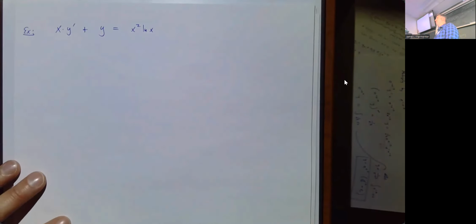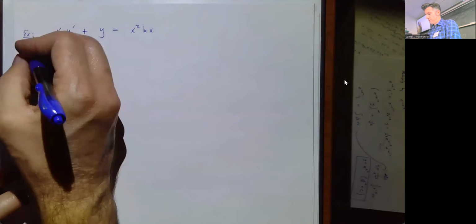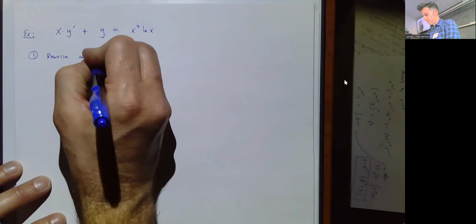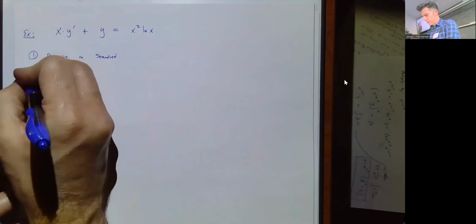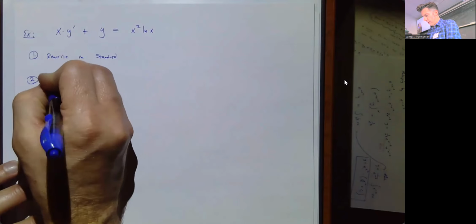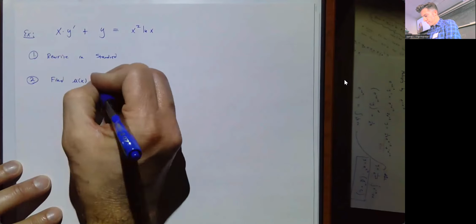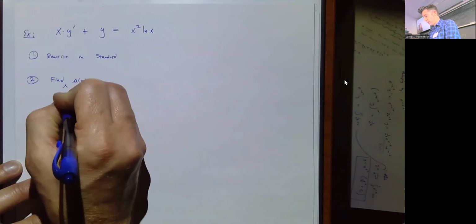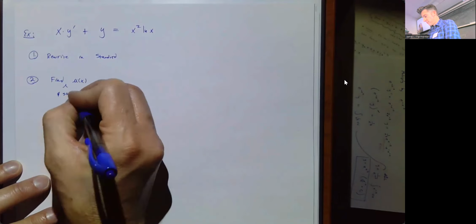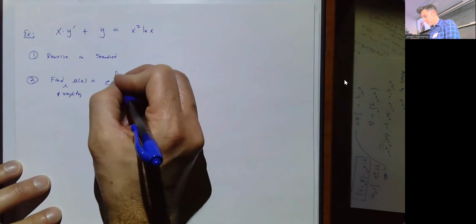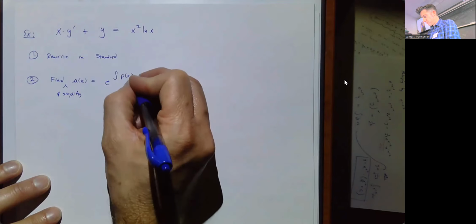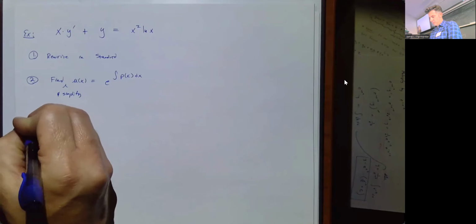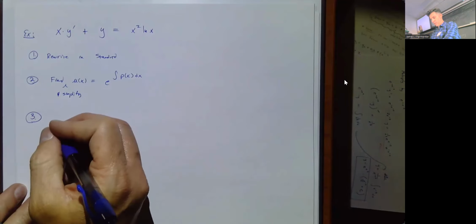All right. I want you all to do the first two things. Step 1, rewrite in standard form. Step 2, find the integrating factor. Find and simplify as much as possible the integrating factor. I'll give you like 3 minutes. Sure.